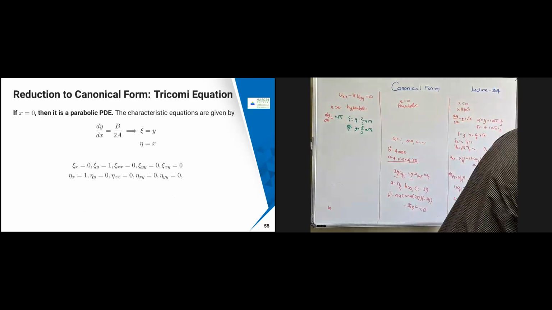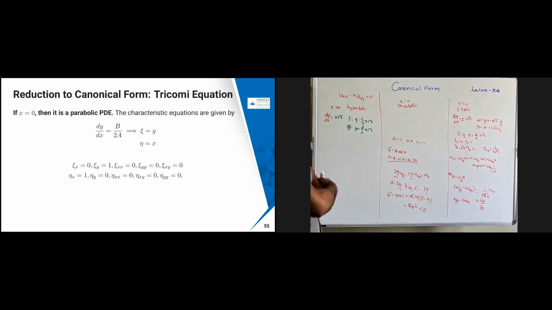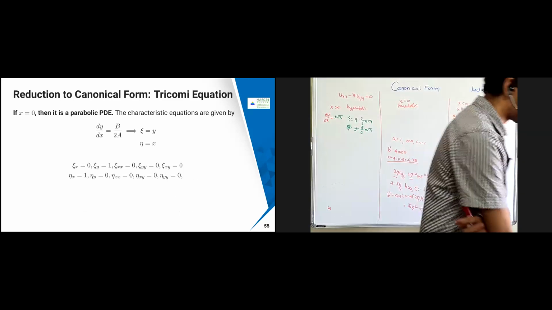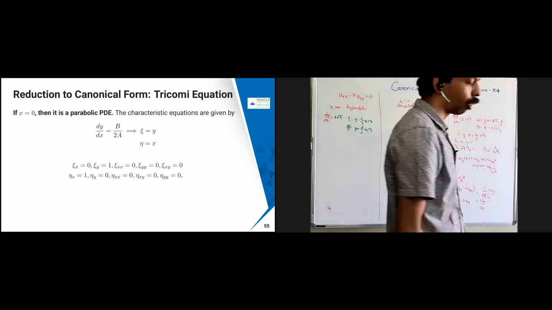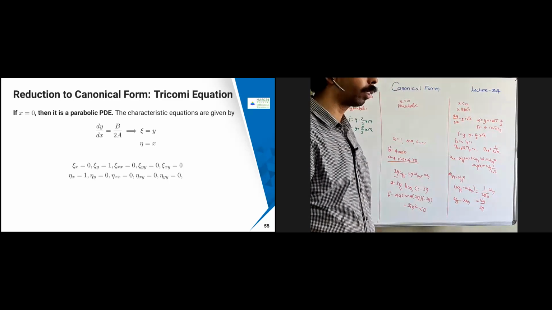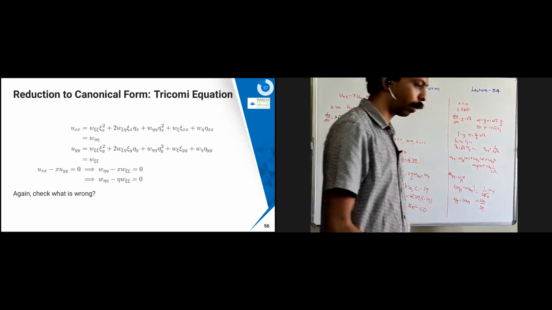Now the parabolic PDE, same thing. So dy by dx equal to b by 2a is going to come. Again, you are going to get only chi equal to y and eta equal to x. So same kind of things which we did for the heat equation. So only chi x equal to 1 and eta x equal to 1. Here I am choosing eta equal to x. You can take some other eta also and try it.